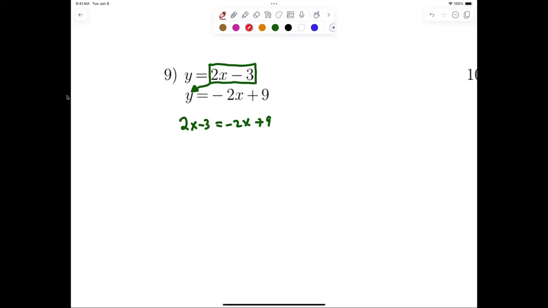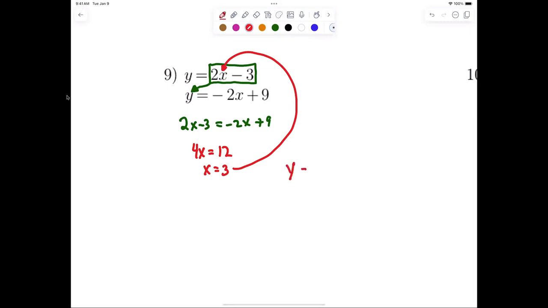Now you should be able to move things pretty quickly. If I add 2x, I'm going to get what? 4x. If I add 3, I'm going to get what? 12. Everybody should be able to do that. And so what is x, obviously? X is 3. Once you've established that x is 3, you come back up here and you plug 3 in.